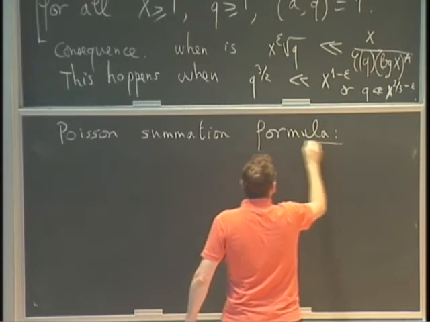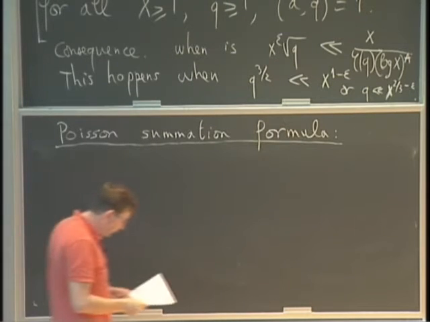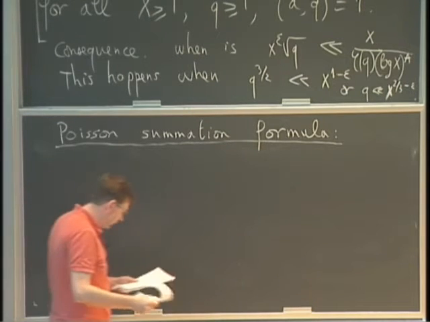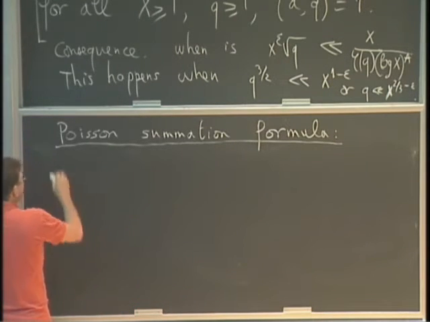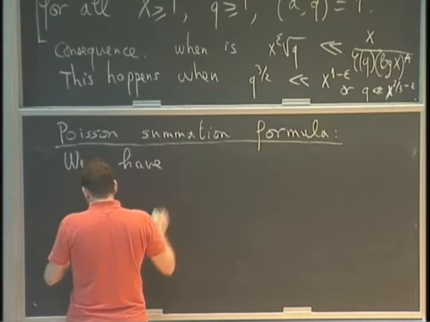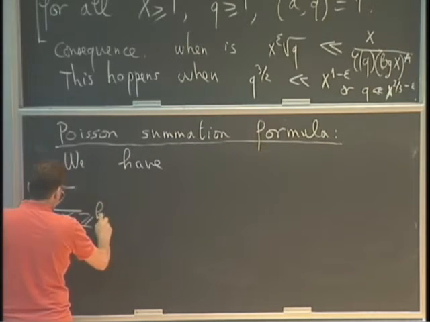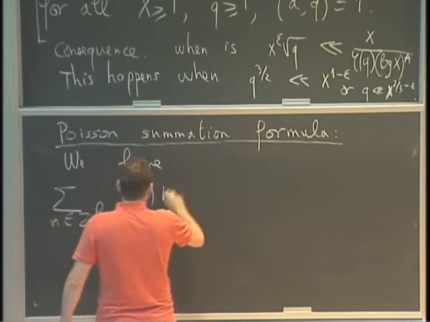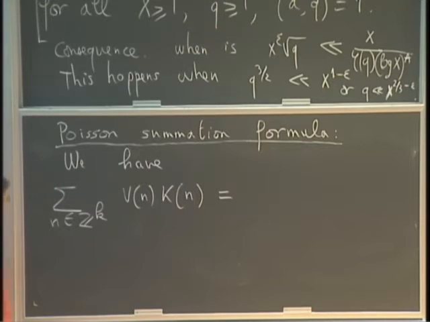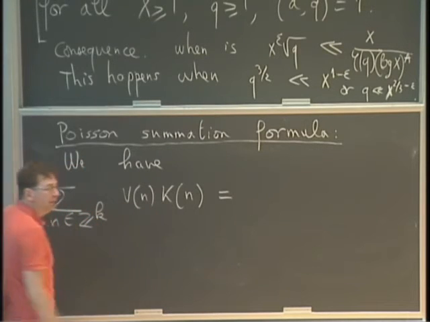Very slightly generalized compared to what sometimes is stated in books. I presume that many of you have already seen this formula. I will state it anyway and explain how it's proved quickly. With the same notation as before, we have the following expression. We start with the original sum with the same conventions, and we're going to replace it with a different sum where, roughly speaking, V is replaced by its Fourier transform and K by its discrete Fourier transform.